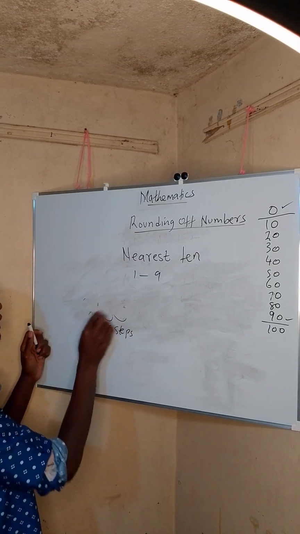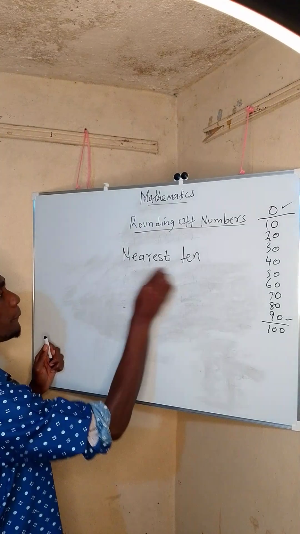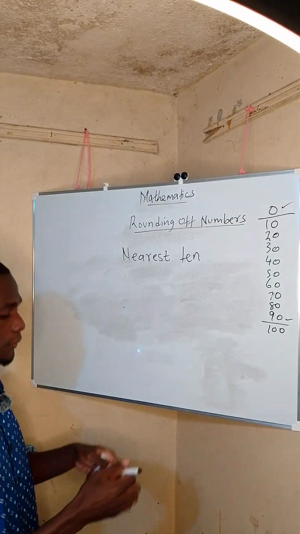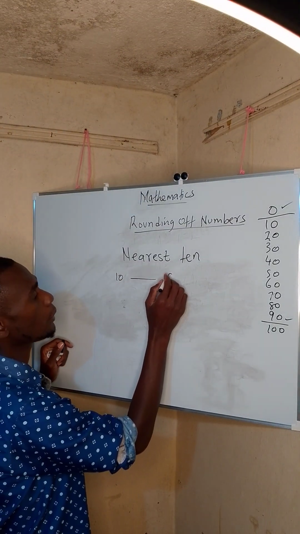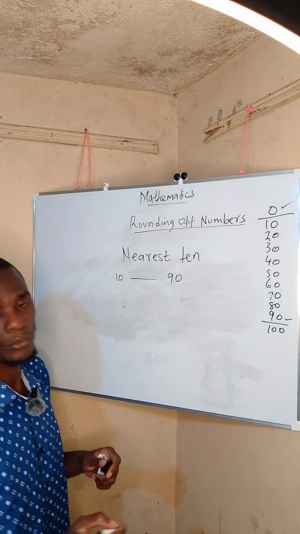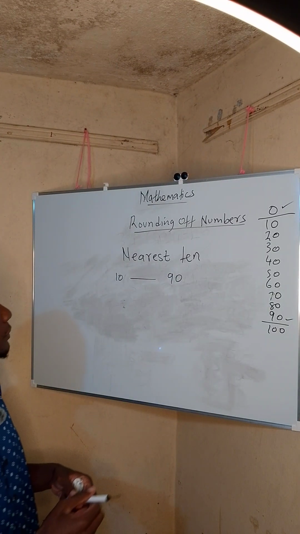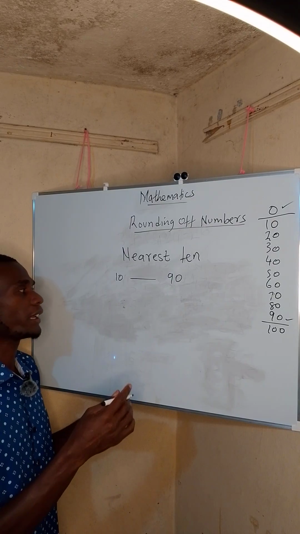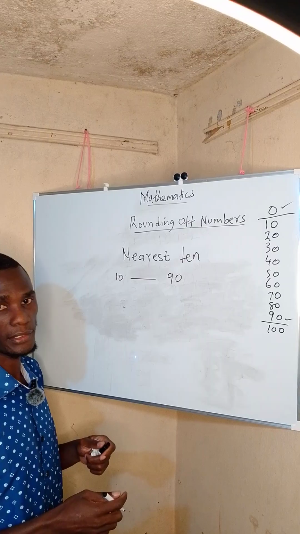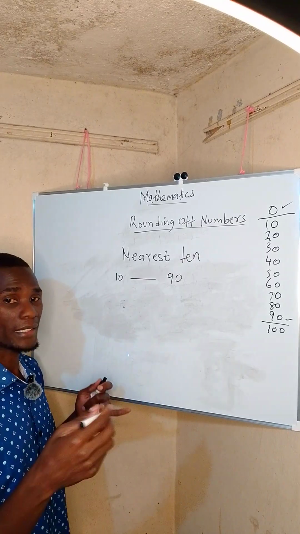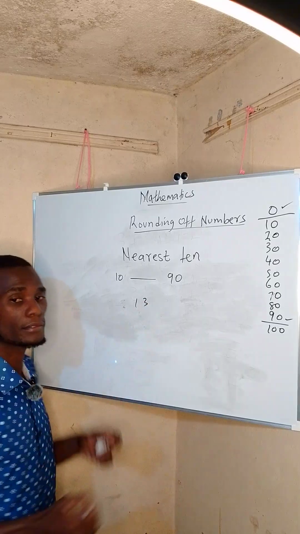So let me move to a 2-digit number. A 2-digit number starts from 10 to 90. Those are the tens. So you can be given any number that falls between 10 to 90 or even 99. So let us pick any number, maybe 13.